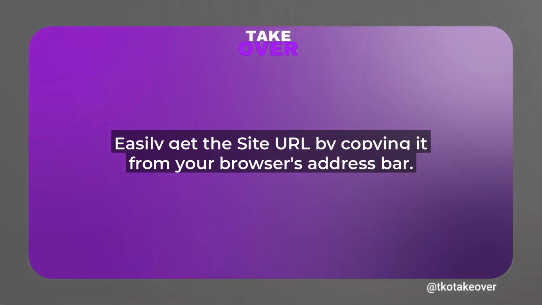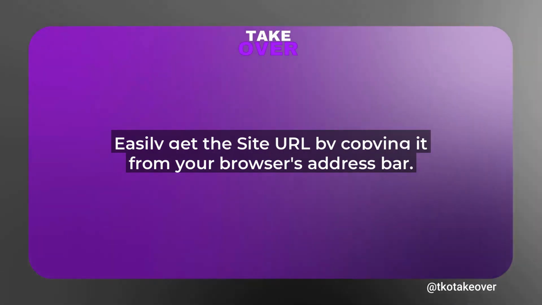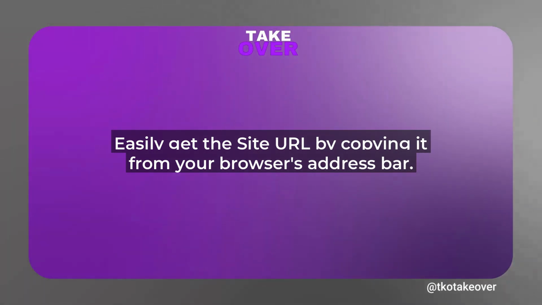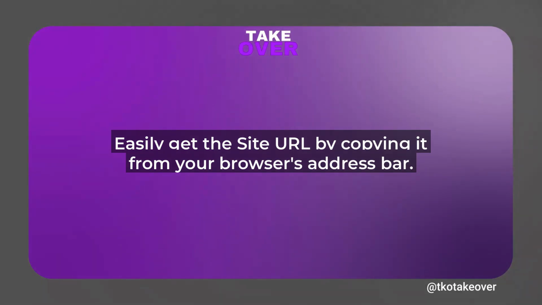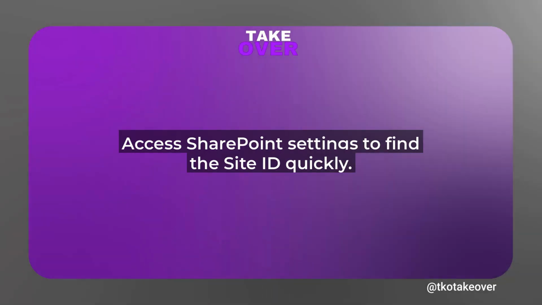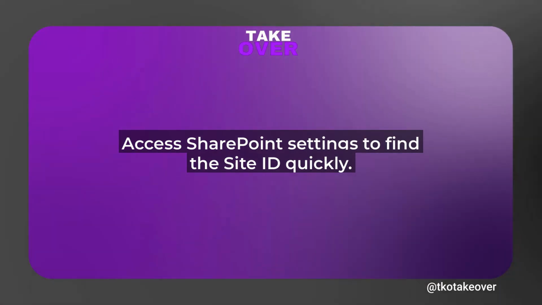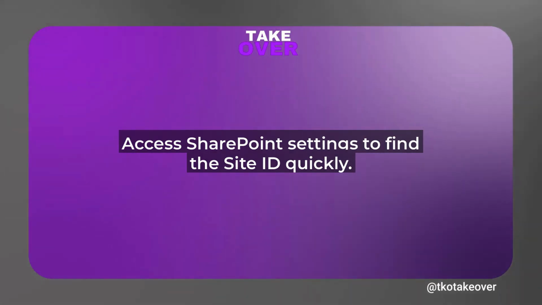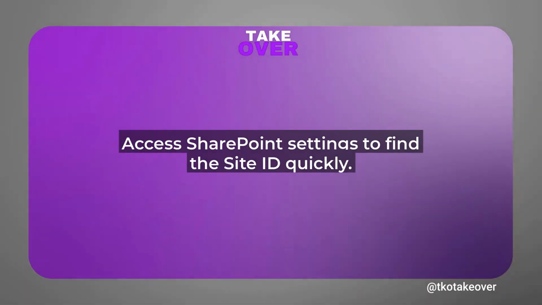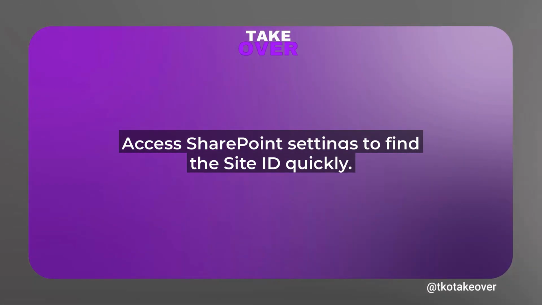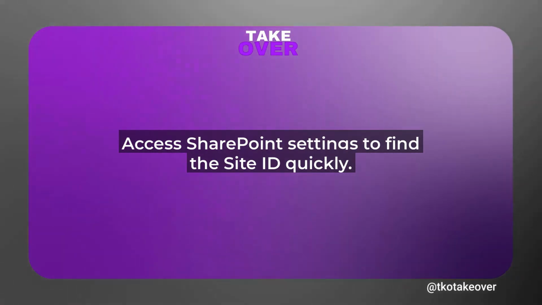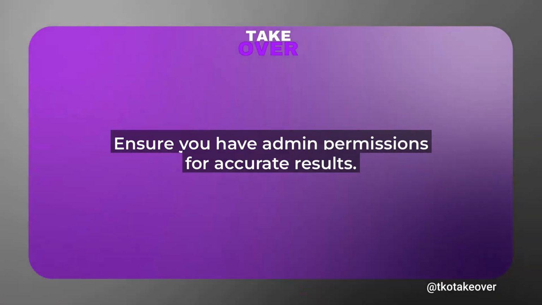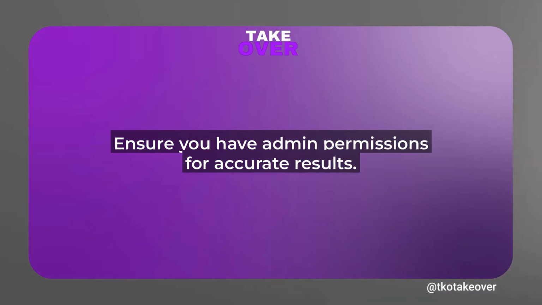First off, let's talk about getting the site URL. This one's a breeze. Open your web browser and navigate to your SharePoint site. Look at the address bar at the top. That's where your URL lives. For example, it might look something like https://yourcompany.sharepoint.com/sites/yoursite. Simply copy that entire link, and you're good to go. It's that straightforward, no special tools required.